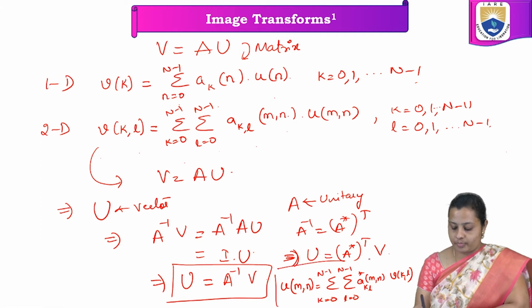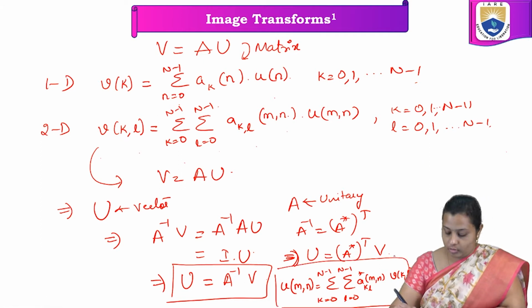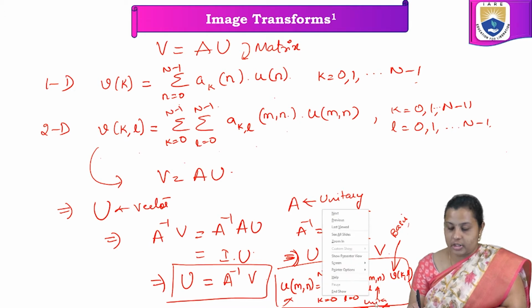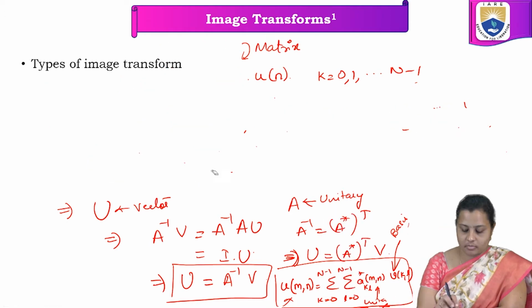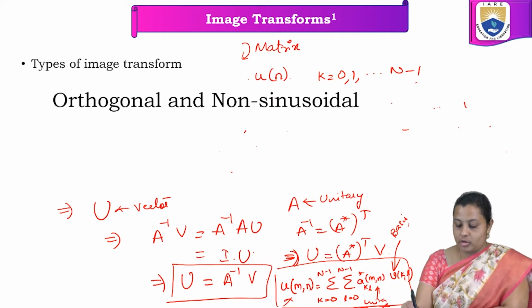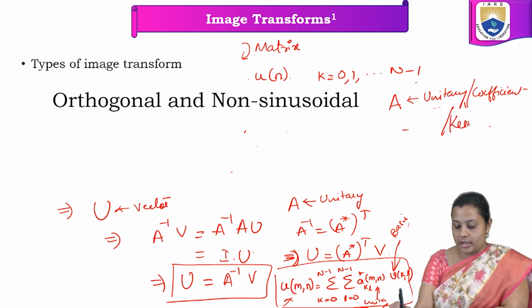From this we can see that the a of k, l, m, n terms are the basis functions and A is the unitary matrix. So my input image can be represented in the form of basis functions as well as the unitary matrix, based on our coefficient matrix, or unitary matrix, or in other terms, the kernel.